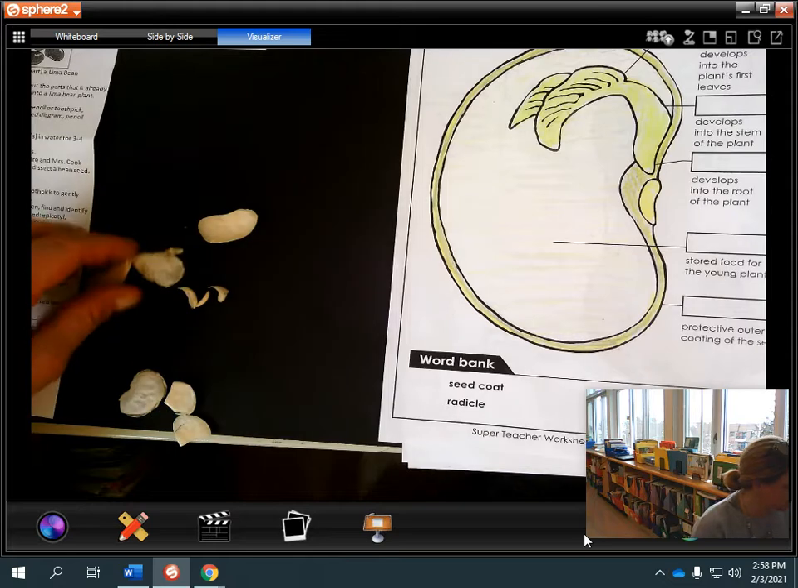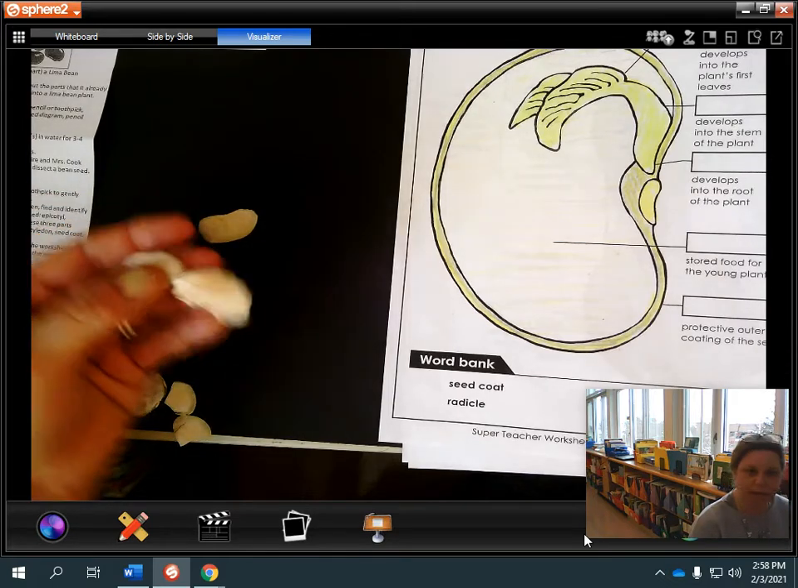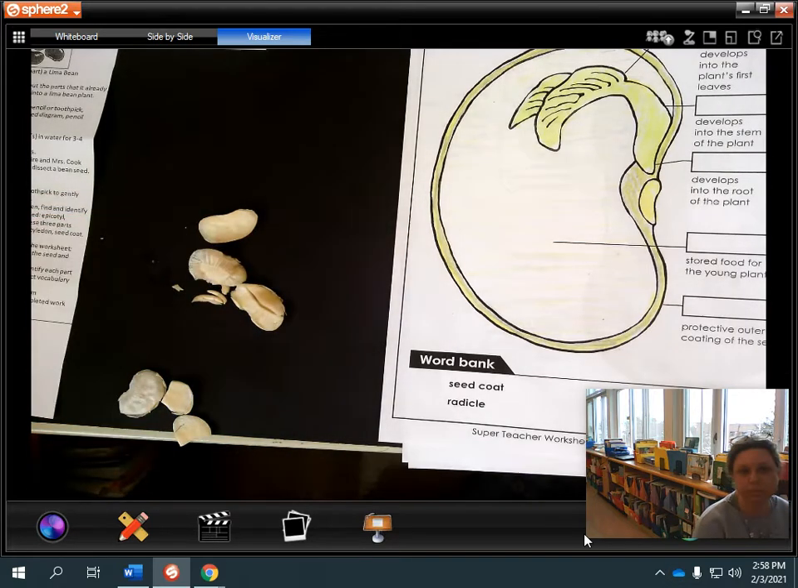And then the seed coat. What's the purpose of a seed coat? What could that possibly do to help protect a seed, right? And how does that help a plant survive?